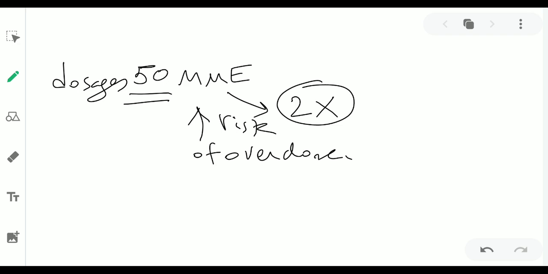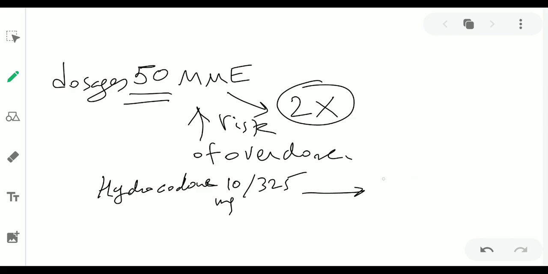Now, in order to find out what exactly we mean by 50 morphine milliequivalent or 90 morphine milliequivalent, there are some examples. And there are some online calculators where you can put in the medication. Say you have hydrocodone, a common prescription drug that is actually Schedule 2 but very commonly prescribed. I use hydrocodone 10-325. If the prescription says take one tablet by mouth every 4 hours, that makes it 6 tablets per day.